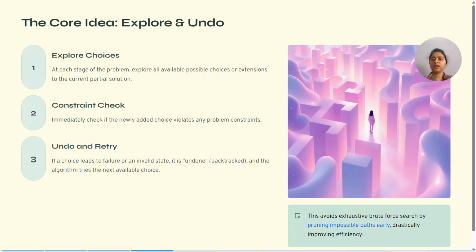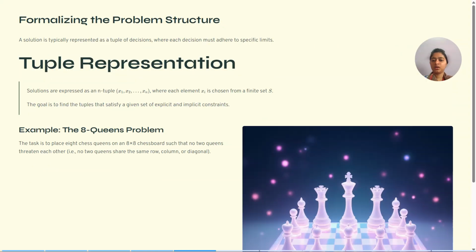The core idea: explore and undo. Explore choices. At each stage of the problem, explore all available possible choices or extensions to the current partial solution. Constraints check. Immediately check if the newly added choice violates any problem constraints. Undo and retry. If a choice leads to failure or an invalid state, it is undone, backtracked, and the algorithm tries the next available choice.